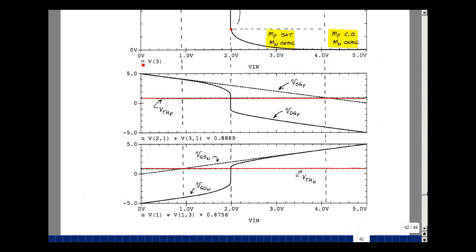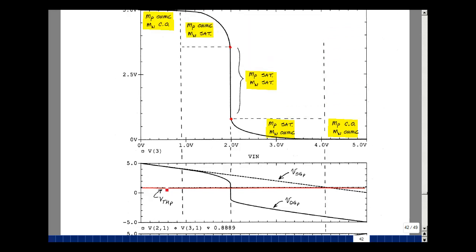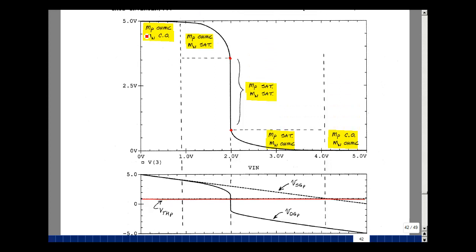When I'm looking at an input of 0, I see that the source to gate and the drain to gate are both greater than threshold. And that means that the P-channel device is in the ohmic region. And here I have the gate to source and the gate to drain less than threshold, which would mean that it's in cutoff. And that's exactly what we saw when we did our hand calculations, and also what you see right here. That's what makes the output high. And of course, the current that's coming in is very, very small.